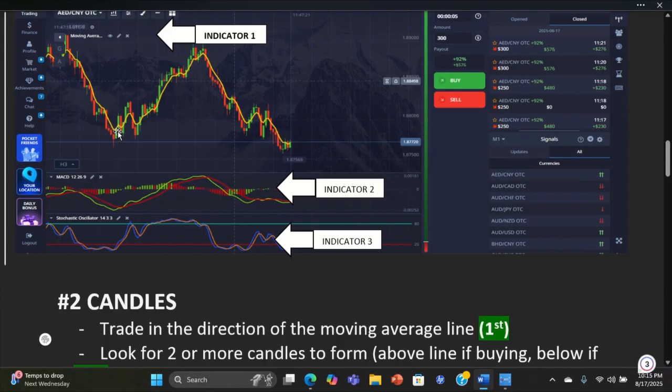So I can't consider this. So this is one candle here. Technically, I want to see a second candle forming in that same direction. As you can see, it did not.